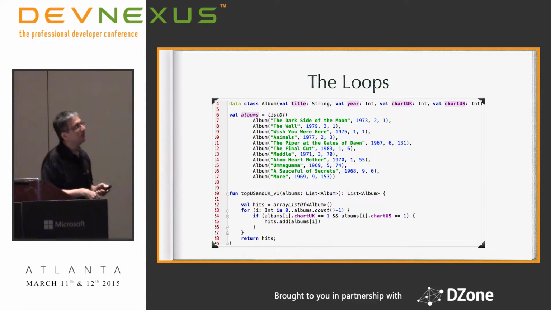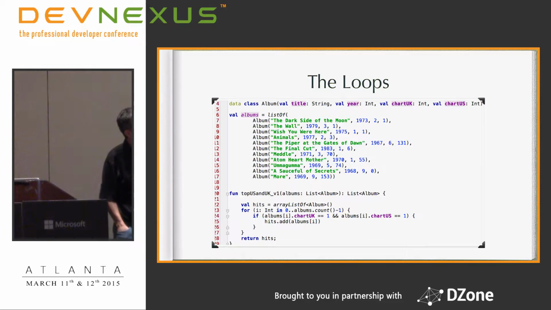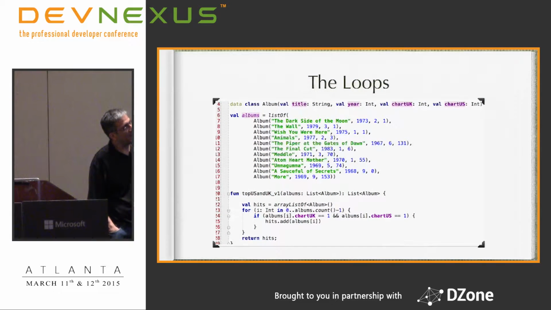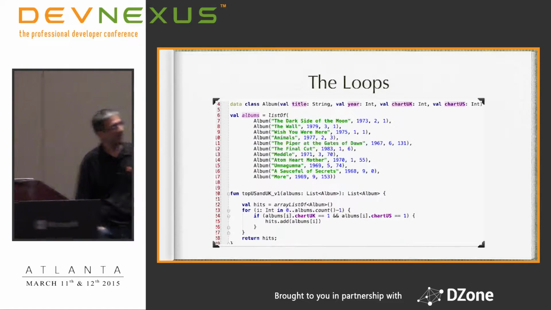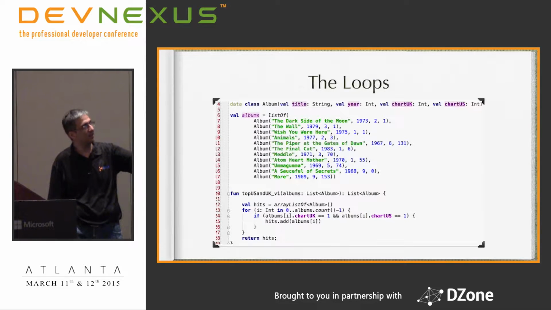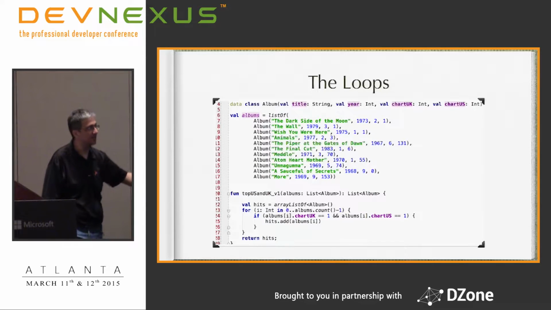Here I have a loop, okay? Here I have a list of albums, which I'm hoping you recognize as Pink Floyd, the real Pink Floyd, before Roger Waters left. And I have a function here called top US and UK albums. The V1 is just version 1. So what I'm doing here is I'm taking a list of the albums, and I'm iterating through the number of albums there are. I'm checking to see if they hit number 1 in the UK and the US. If they did, I add them to another output list.